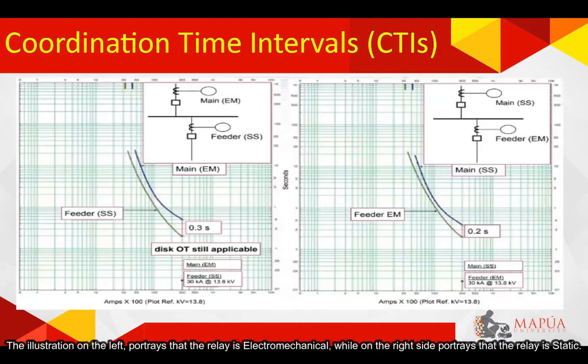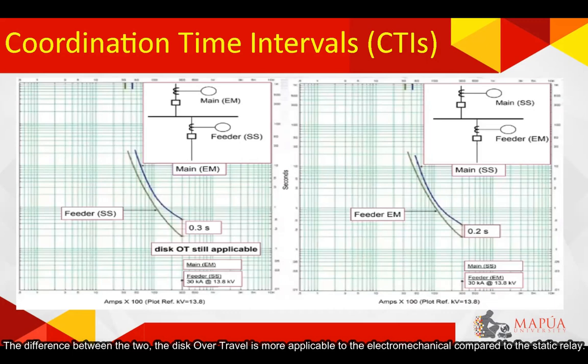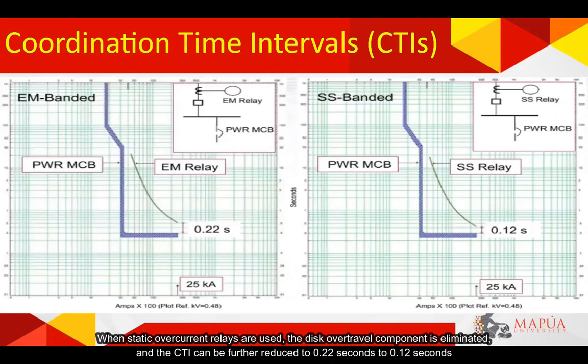The illustration on the left portrays that the relay is electromechanical, while the right side portrays that the relay is static. The difference between the two is that the disk overtravel is applicable to the electromechanical relay compared to the static relay. When static overcurrent relays are used, the disk overtravel component is eliminated, and the CTI can be further reduced to 0.22 seconds to 0.12 seconds.